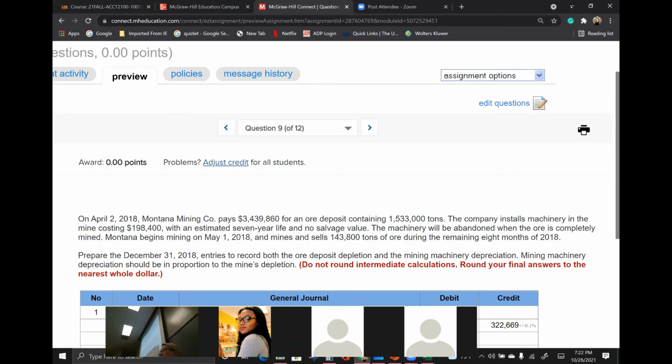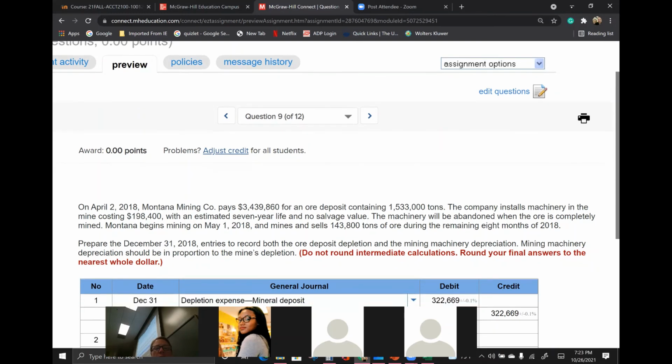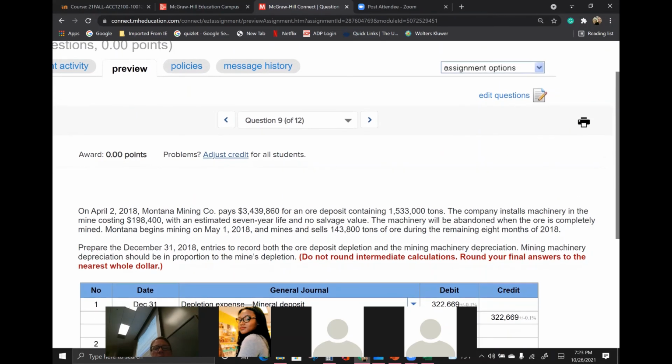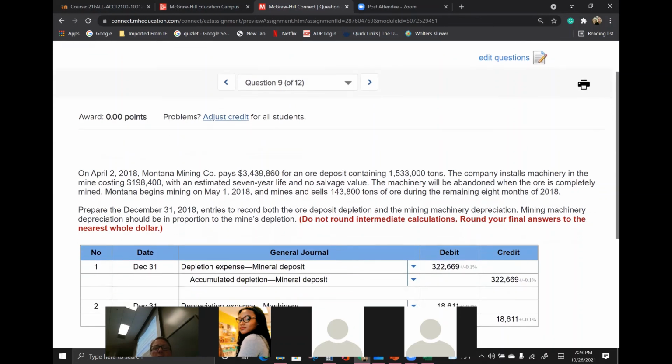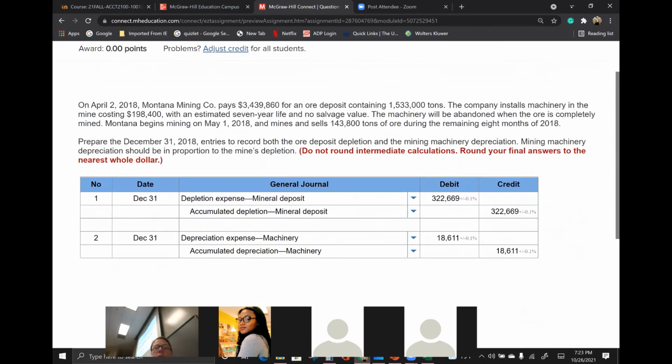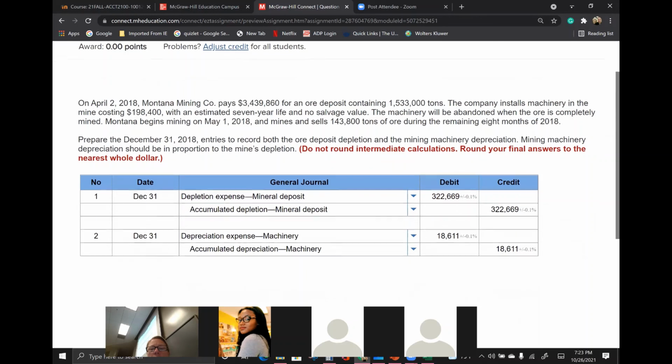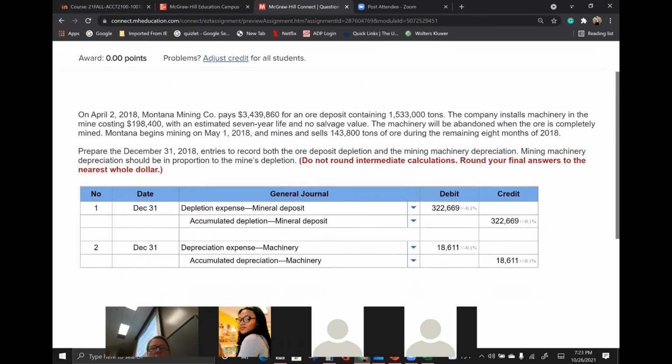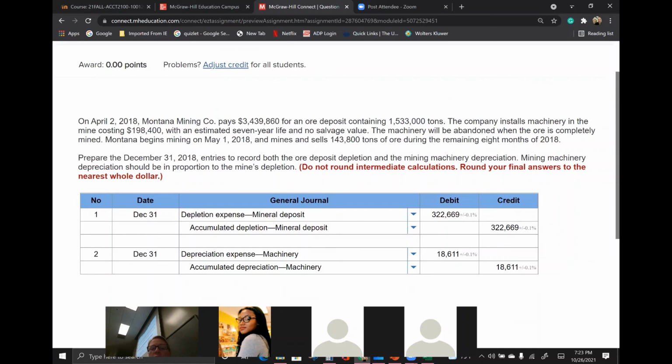So that's telling you how to calculate the depreciation expense for the machine, that it's going to be based on that same number that we're using for the depletion. Okay. All right. So it wants to know the entries for depletion. So we've got to figure that out. Well, first you've got to figure out how much it is per unit, right? So we have to look at what we paid, the $3,439,860. And it tells us that the machine was $198,400 and has an estimated 7-year life with no salvage value.